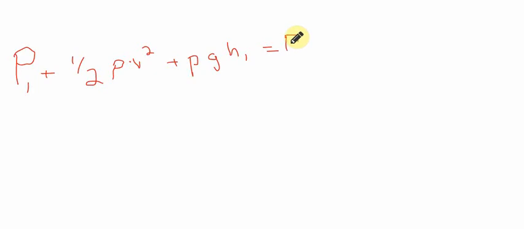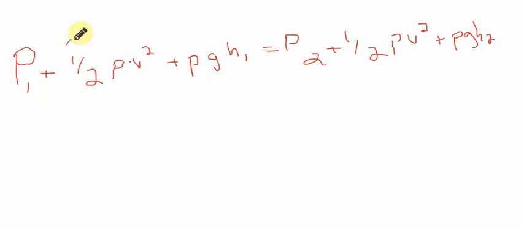equals P2 plus 1/2 rho V squared plus rho g h2. Now this equation is really showing the conservation of energy when we get to fluids. So if you have the equations of kinetic energy and potential energy memorized, memorizing this equation becomes much easier.